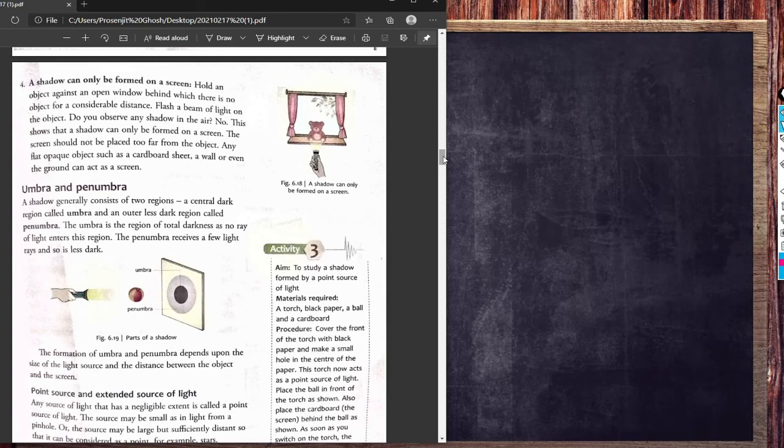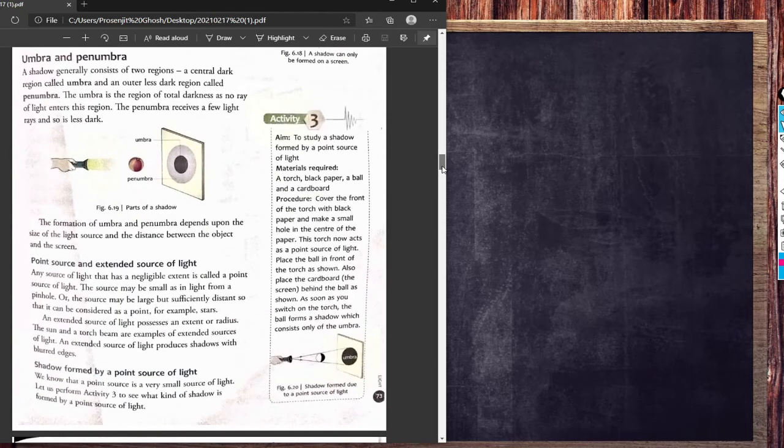As you can see in this figure 6.19, there are two parts of shadow for that wall. The central one is very dark, that is Umbra, and the outer one, which is a little bit less dark or lighter, is known as Penumbra. Okay, so coming to the next one, that is the point source and the extended source of light.